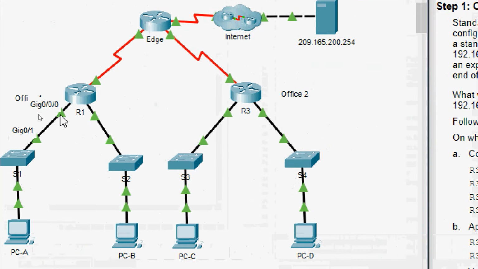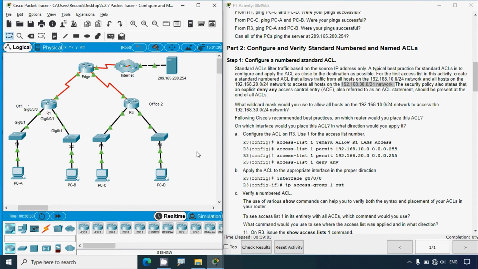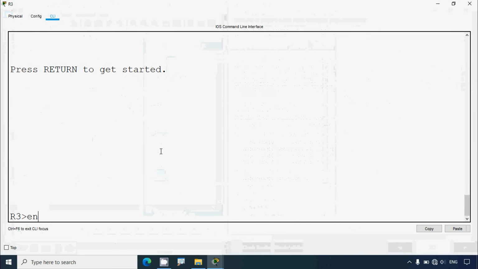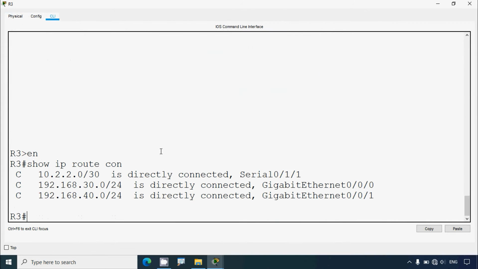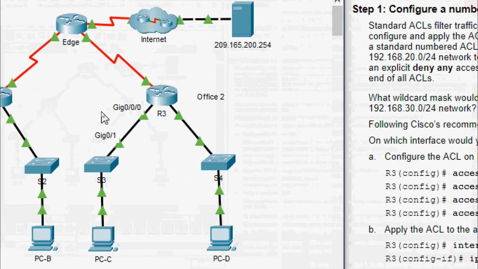Here is a G0/0/0. Then here we can see G0/0/1. Next we will identify this 192.168.30.0/24 network. Coming to R3. Enable, show IP route connected. And here we can see 192.168.30.0/24 is directly connected to G0/0/0. Coming to our topology, here we can see that interface G0/0/0.